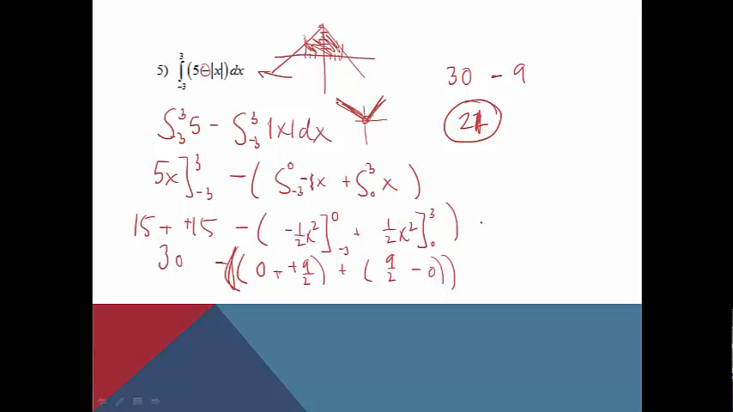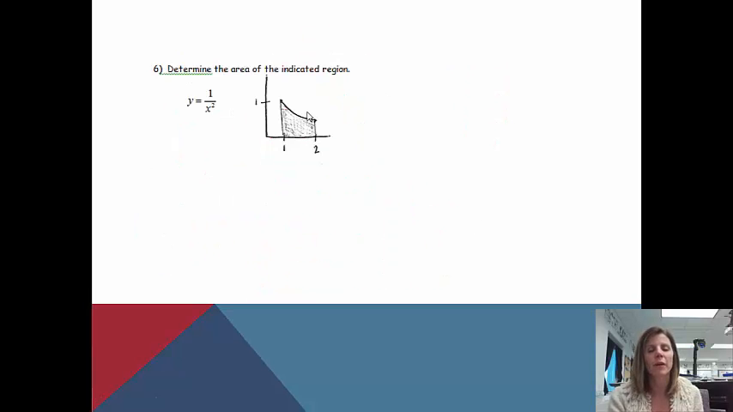This one says to determine the area of the indicated region. So you'll notice we have a picture, we have an equation, but we actually don't have an integral. And I could not use geometry because that is very much an irregularly shaped object. So what we need to do first is write ourselves an integral. This is going to start at 1, end at 2. My function is going to be 1 over x squared, and we'll put dx. All right, so now we get to use the fundamental theorem of calculus to solve this problem.